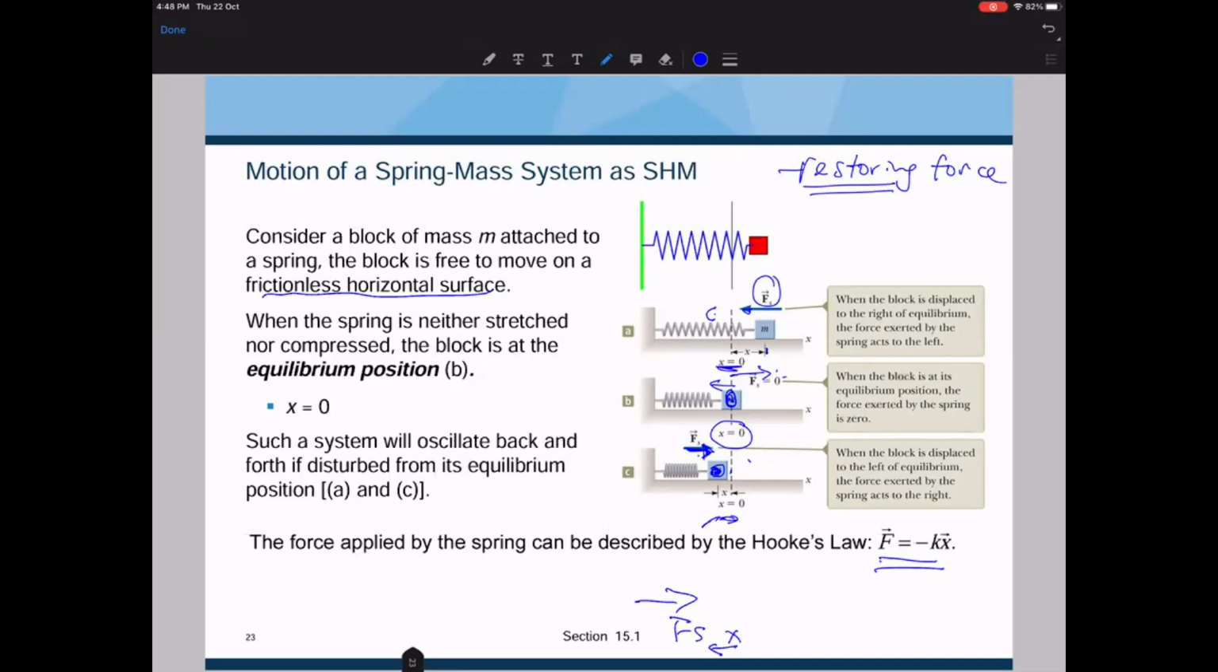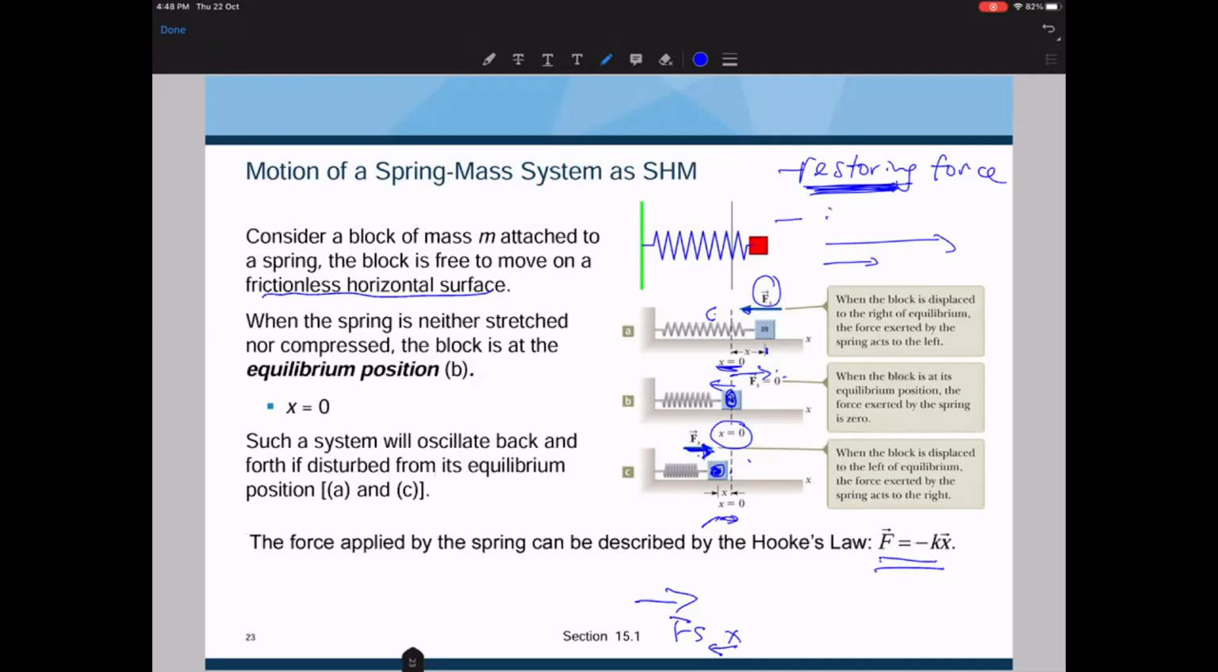It always does so. It does not push it to positive x when it is displaced from x equals 0. Otherwise, it goes to infinity and disappears. It always tries to bring it back to the equilibrium point. So this is a restoring force. That is the first important ingredient for any oscillation motion.